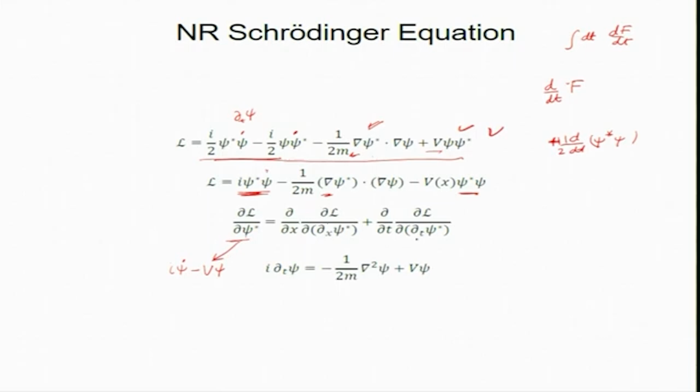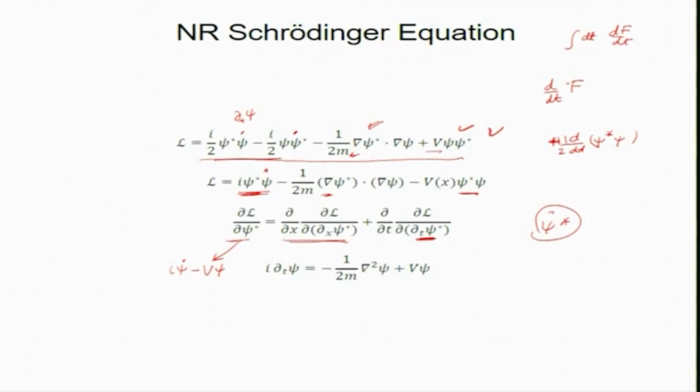Now, there is nothing called d by dt of psi star in this equation. There is no term with dt psi star. This is psi dot. I removed that psi star dot term by this trick. So, I will get contribution from here.